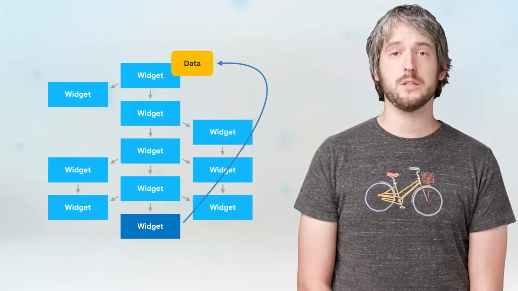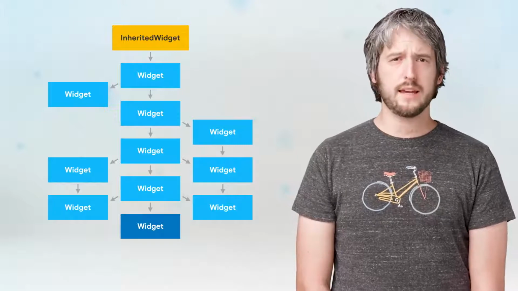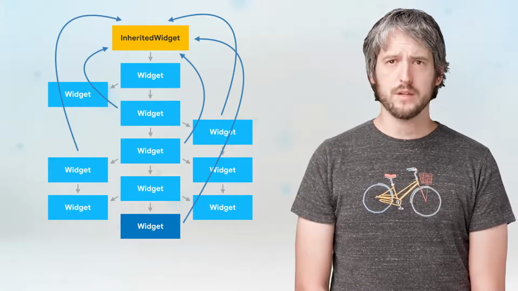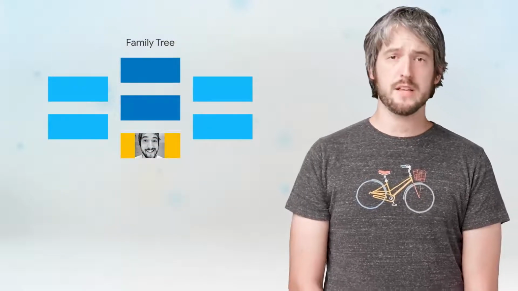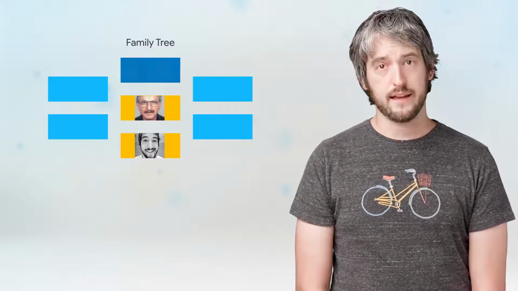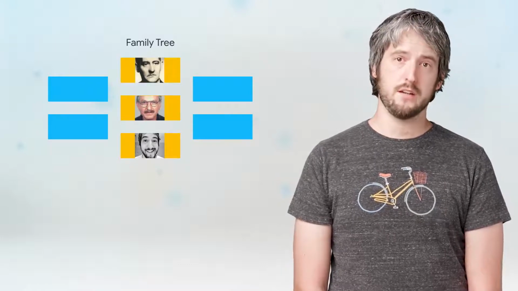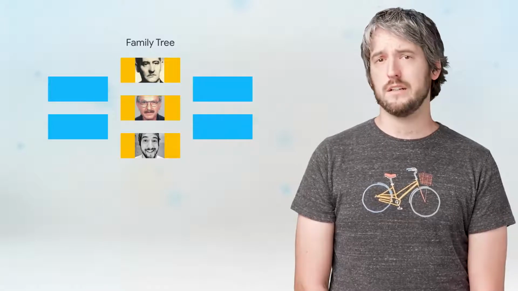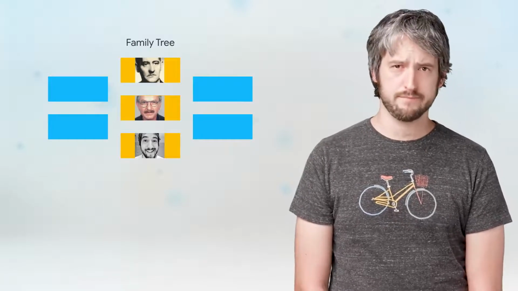It's called inherited widget. When you put this widget in your tree, you can get a reference to it from any widget below it. This is why we call it an inherited widget. Think about a family tree. For example, I inherited my big nose from both my dad and my grandfather. They're both above me in the family tree, so I can inherit from them. So to be clear, this is not inherit as in a class hierarchy, but inherit as in a widget hierarchy.